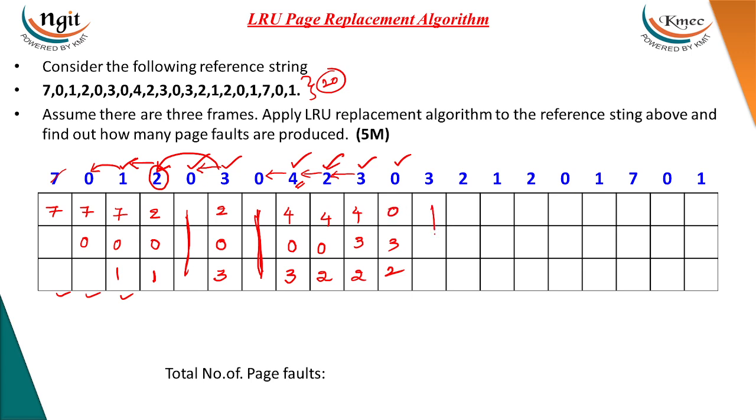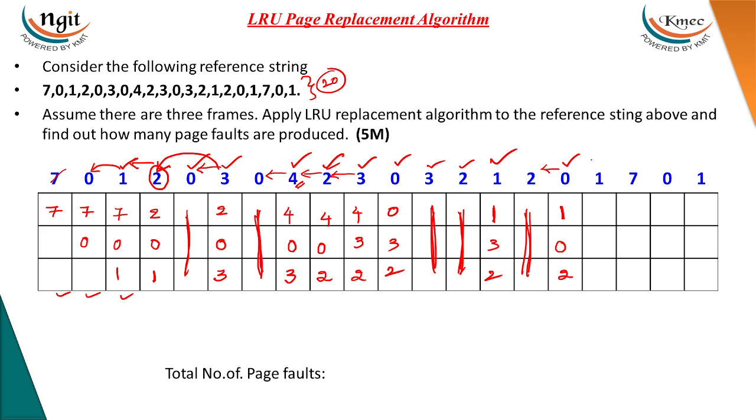Again 3 is already there, 2 is already there. Now we need to replace for 1. 2 and 3 were recently referenced. See, we are not looking at the first page that was loaded, we are looking at the recently referenced. So 2 and 3 will stay in their places, and in place of 0, 1 will be placed. Now 2 is already present in the main memory, so no page fault. Now let's look at 0. From 0, the previous one is 2, and before 2 there is 1, so in place of 3 we'll replace 0.